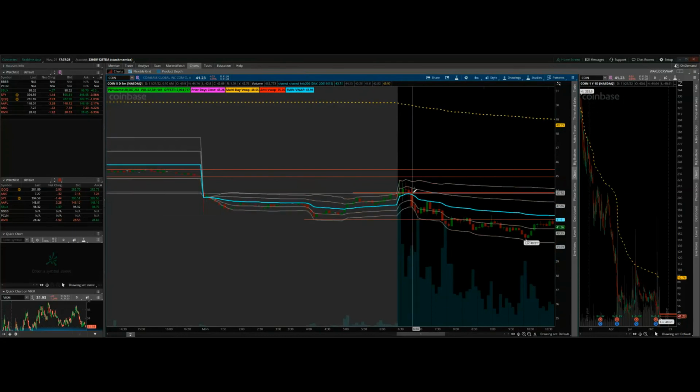So if we were short and this thing got back over the VWAP, there's no reason to stay short, especially if it broke this. Then we automatically know that it's probably going to go up and retest that multi-day.